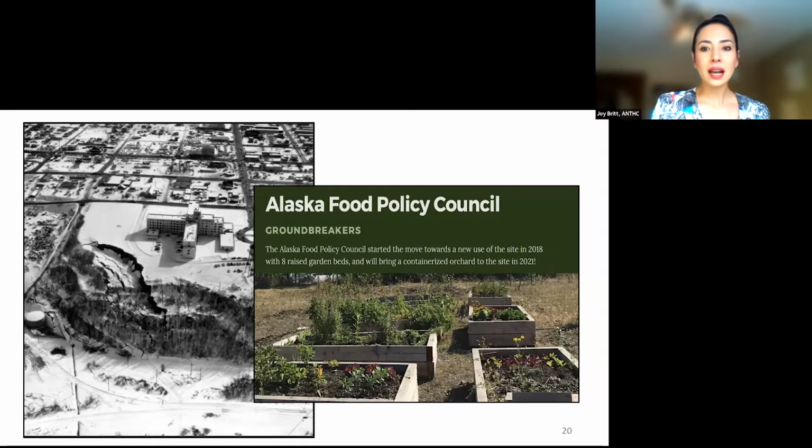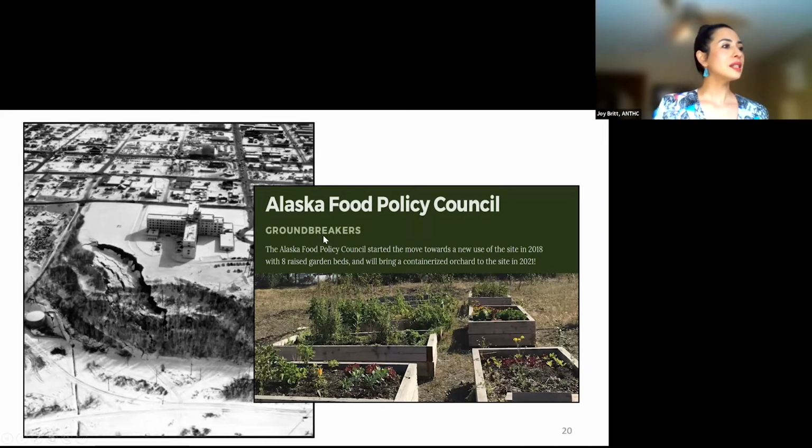At that time, we had not yet applied for the targeted brownfields assessment, and the level and extent of contamination on this site were still unknown. But the Food Policy Council ensured the beds would be lined and that the produce they grew from these beds was delivered to community partners like the Native Elders program at ANTHC.